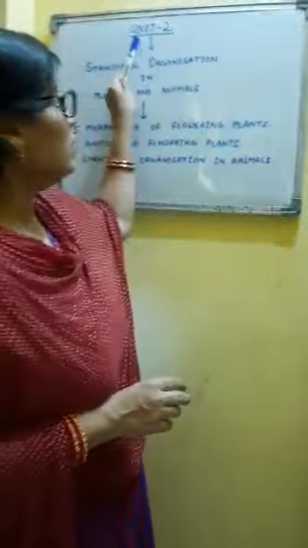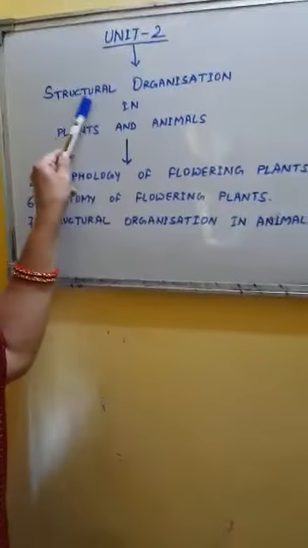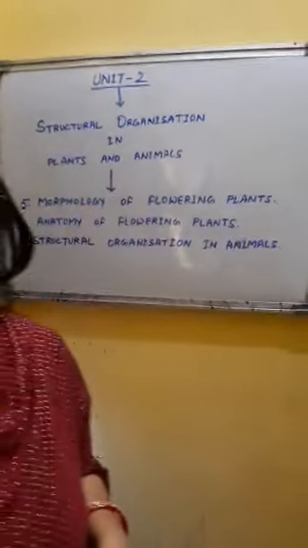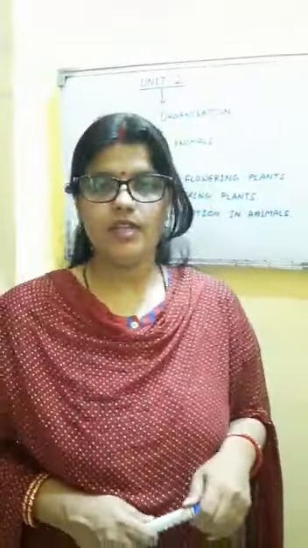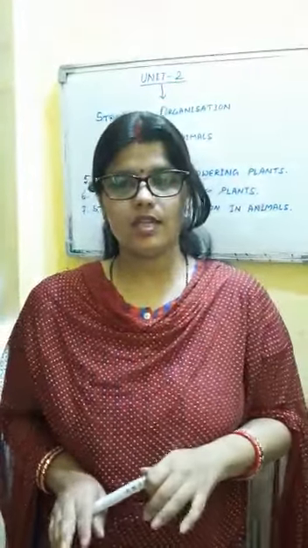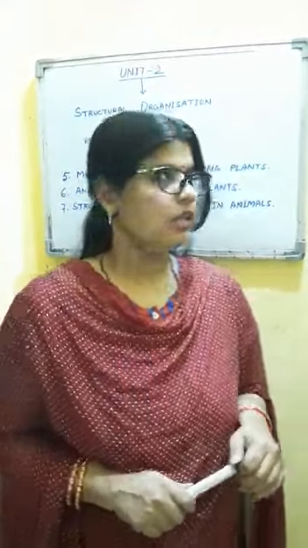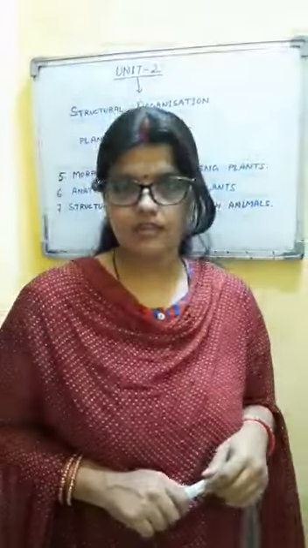I will start the second unit of biology. The name of the second unit is structural organization in plants and animals. In this video, we will study about the external as well as internal structure of plants and animals. The unit comprises three chapters.